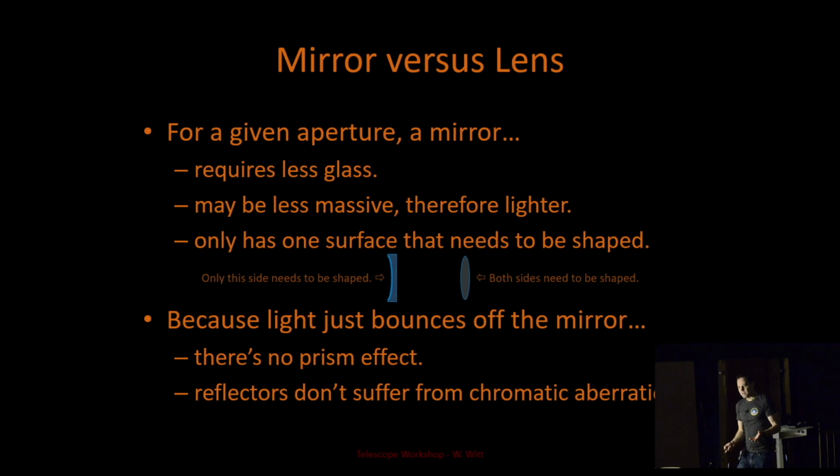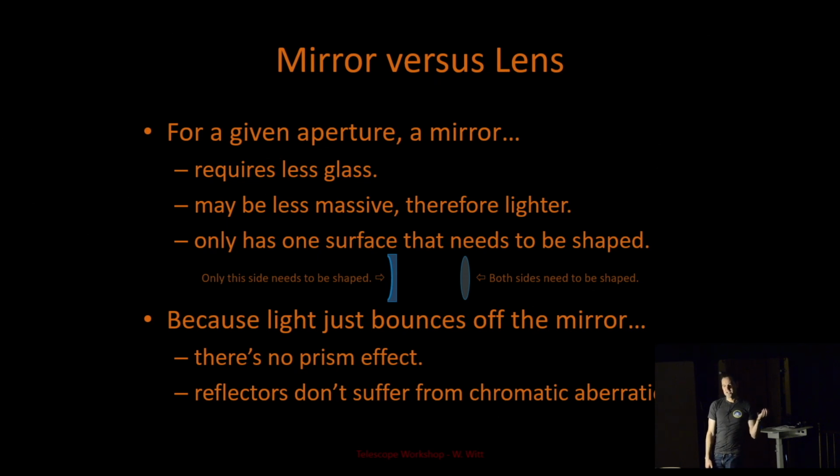So for a given aperture, a mirror requires less glass than a lens. It may be less massive and therefore lighter than a lens. And it only has one surface that needs to be shaped. The lens is convex on both ends, so you have to take that glass and make that shape on both sides of the lens. The mirror can be flat on one end. It doesn't care because the light's not going through it. It's bouncing off of it. You just need to shape the one side of it.